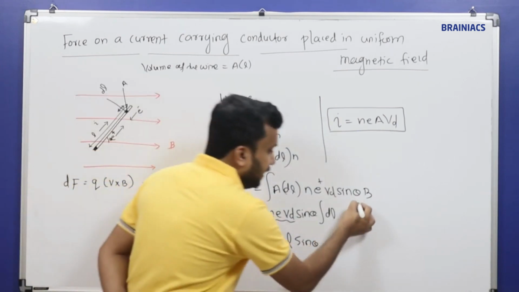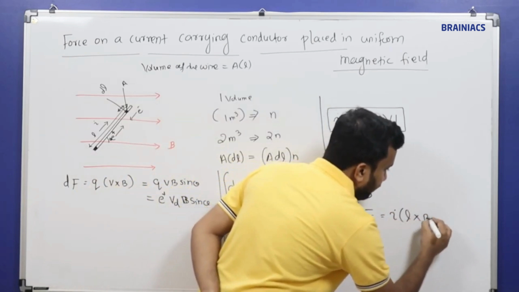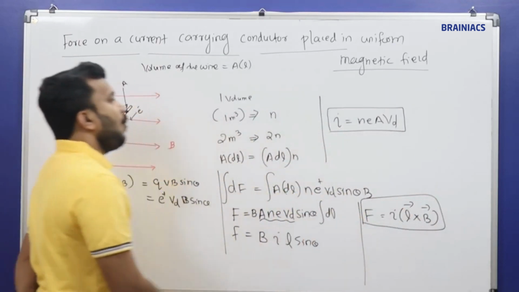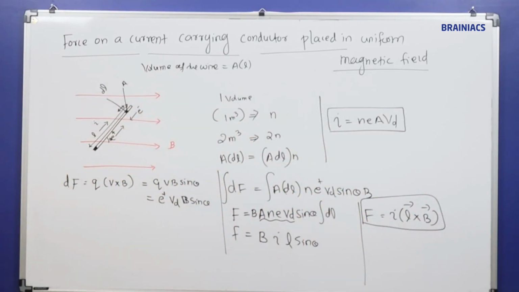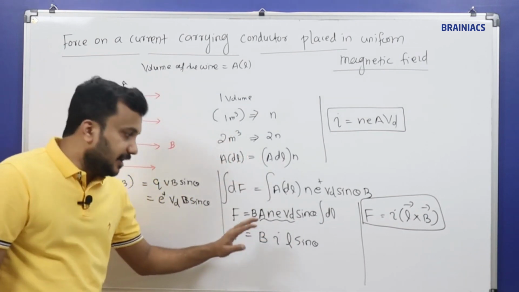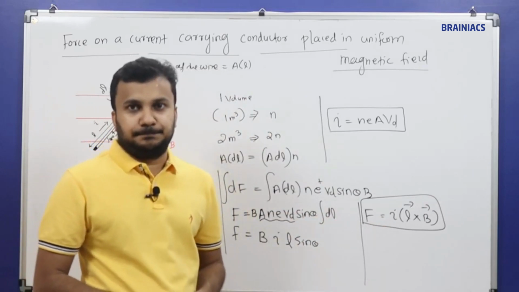So this can be written in vector format. F is equal to I into L cross B. L cross B. F is equal to I into L cross B, right? B I L sin theta can be written as F is equal to I into L cross B.